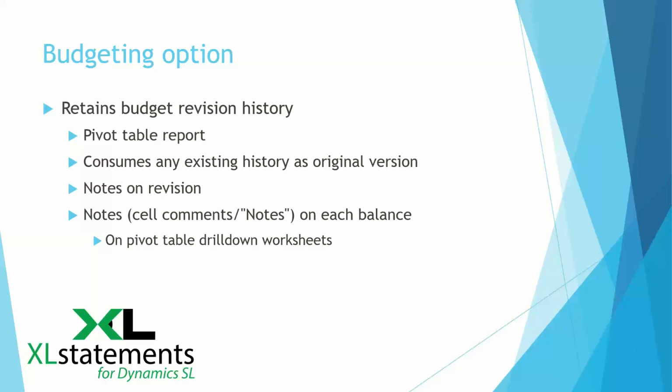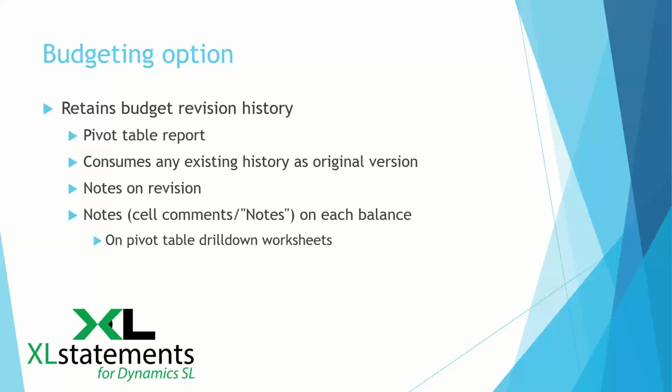When XLstatements is first installed, it automatically consumes any existing budget or statistical ledger information as your original budget. So when it's installed, it reads that into its budget revision history tables. And so that's already there if you've already got budgets in there for a particular year.